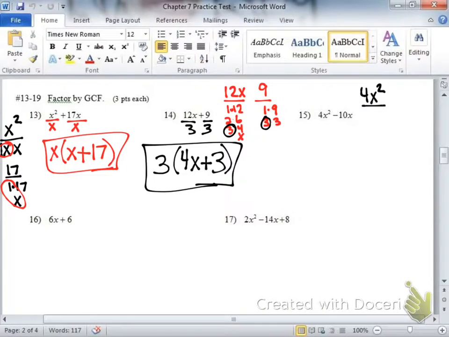Alright, next we have 4x squared, so that's 1 and 4, 2 and 2, x and x. On the next one we have 10x, so that's 1 and 10, 2 and 5 with an x. 2x and 2x.